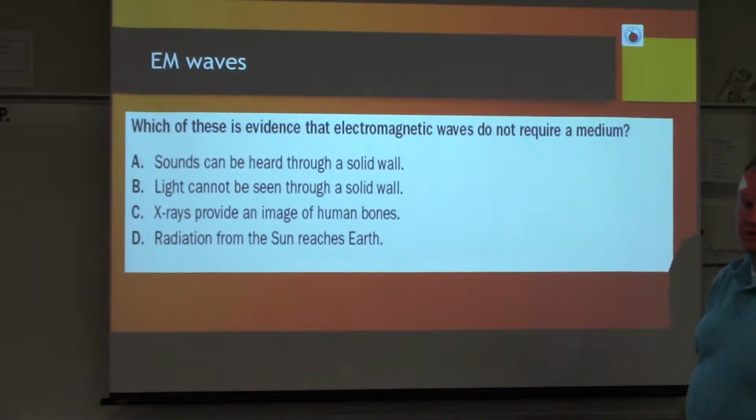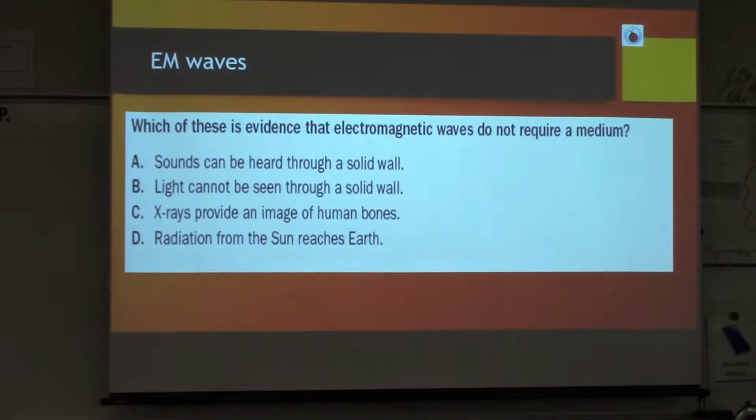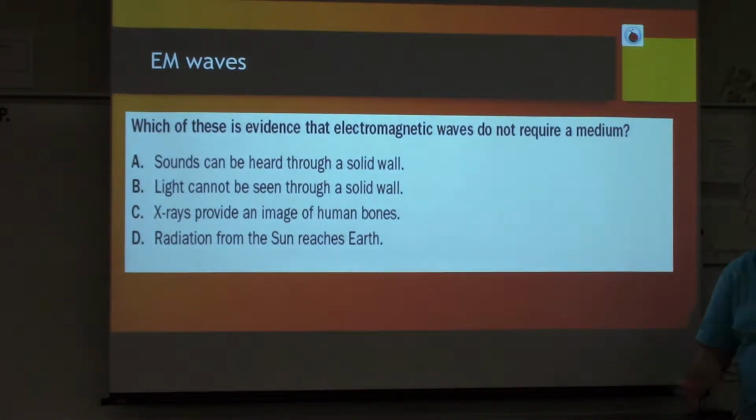Alright, so next question. Which of these is evidence that electromagnetic waves do not require a medium? Take a moment to go ahead and look at those answer choices, and you can go ahead and try to answer that on your own.